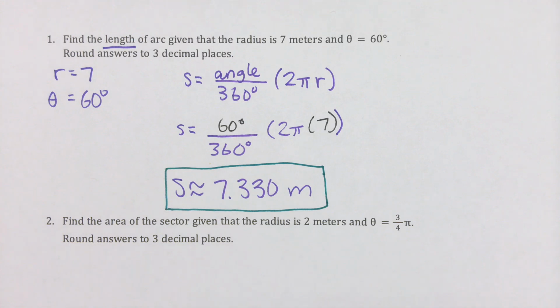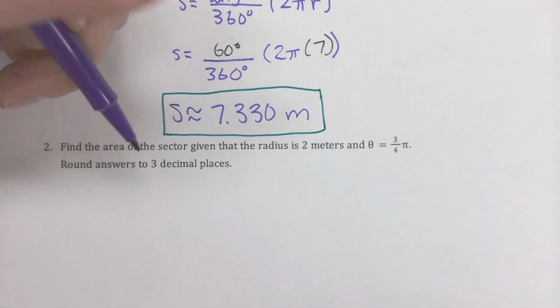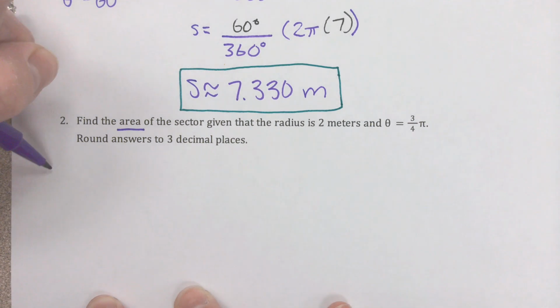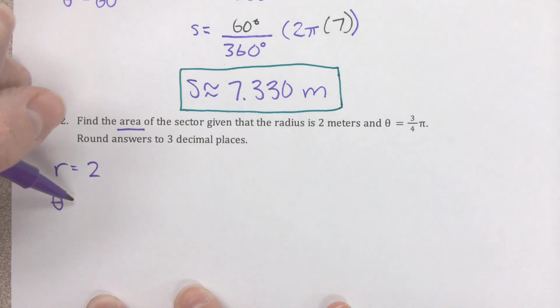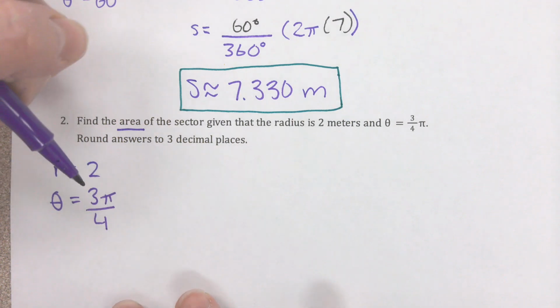Questions on that first problem? Second problem, find the area of the sector given that the radius is 2 meters and theta is 3/4 pi, or 3 pi over 4. Again, we're told r is 2, and theta this time is in radians. I'm going to write 3 pi over 4.